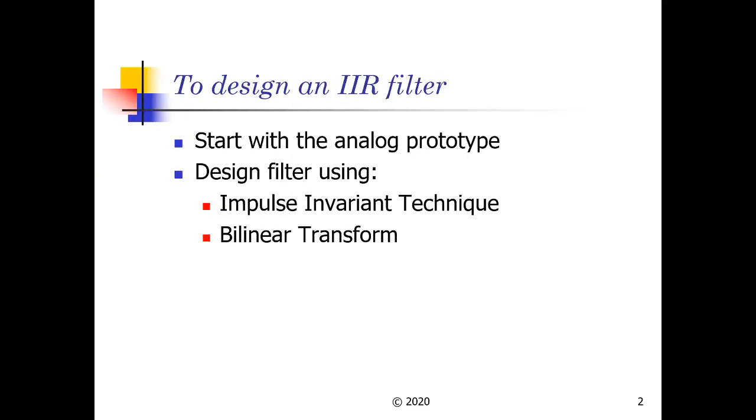Just recapping that in order to design an IIR filter, we need to start with some analog prototype in terms of the Laplace transform. So some analog filter equation in the Laplace domain. And then we design the filter to convert it into the Z domain by using one of two techniques, either the impulse invariant technique or the bilinear transform. If you recall, the impulse invariant technique is basically used for transforming an analog low-pass filter to a digital low-pass filter, and the bilinear transform can transform an analog low-pass filter to either the digital low-pass or digital high-pass filter forms.